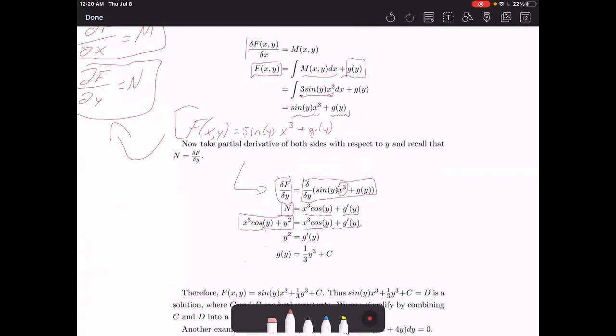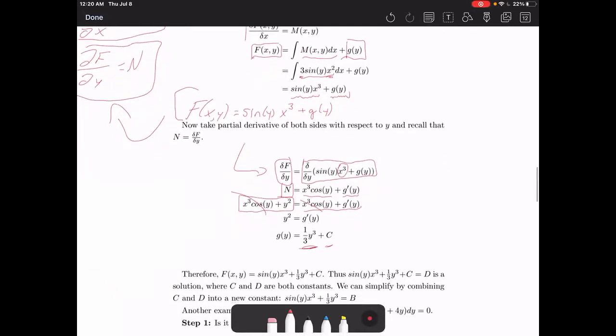Well, let's cancel out the like terms. And we get that y squared is equal to g prime of y. So g of y is the integral, which is 1 over 3 y cubed plus c. So therefore, we can plug this in to our f equation, and we have a final answer. Therefore, f of xy is equal to sine y x cubed plus 1 over 3 y cubed plus c.